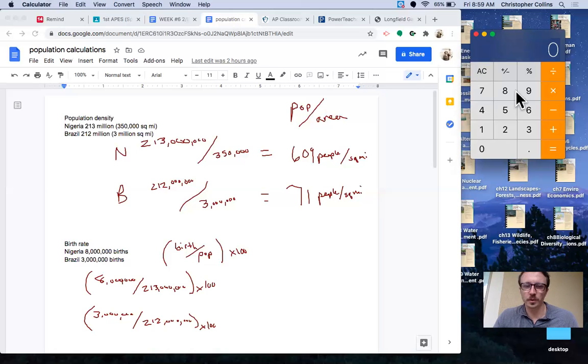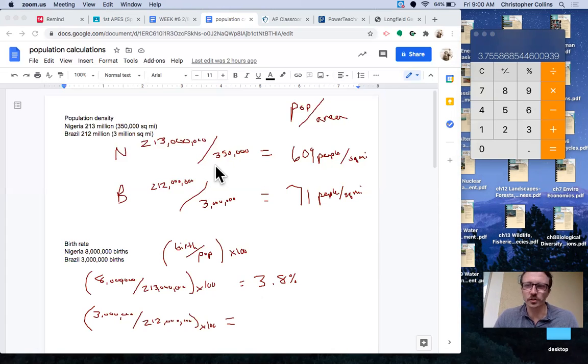All right, so let's do our 8 million. And we'll divide that by 213 million. And we get 0.0375. Now remember, this is not the end all be all, right? We need to convert this into a percentage by multiplying it by 100. And we have about 3.8%. So our birth rate in Nigeria is 3.8% approximately.